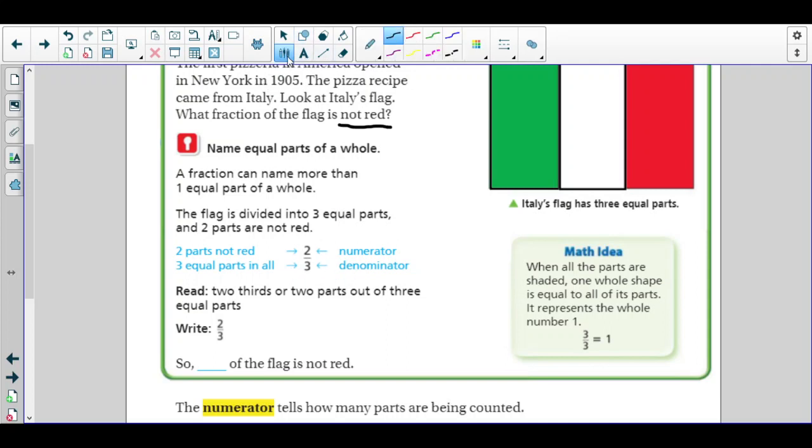Key vocabulary here, and we will practice saying these words, is that the numerator is the top number and the denominator is the bottom number. So the numerator and the denominator. So 2/3, or two parts out of three. So we would write that and say 2/3.